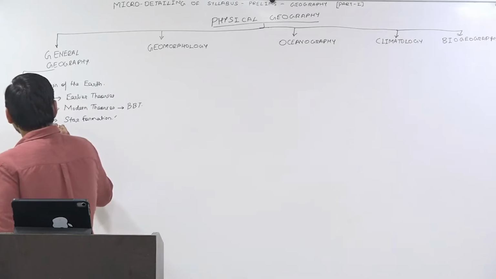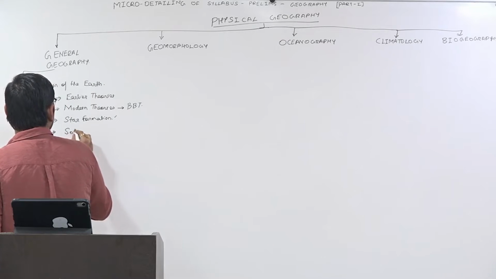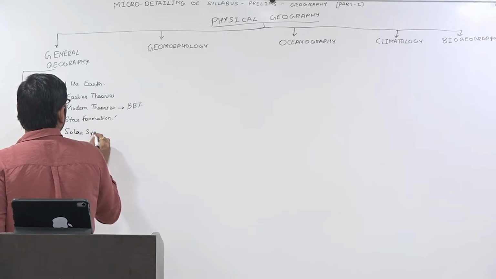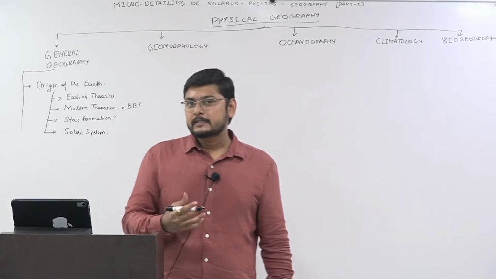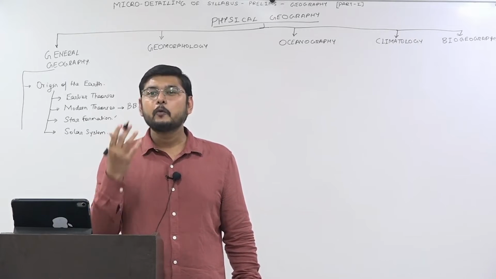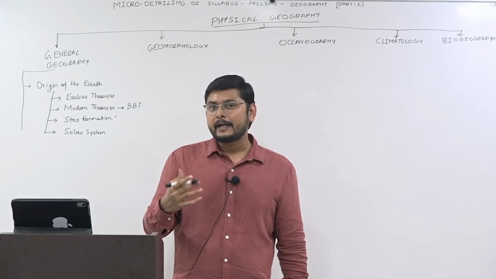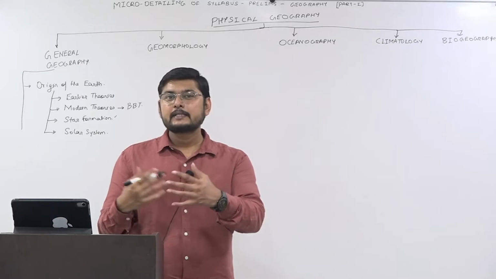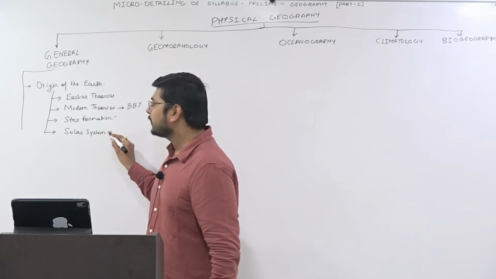Then after the formation of star, we see that we have our solar system. How is our solar system formed? Why are these planets at those places where they are right now? What were the forces behind those planets and stars configuration? So this we'll be studying in the part of the solar system.